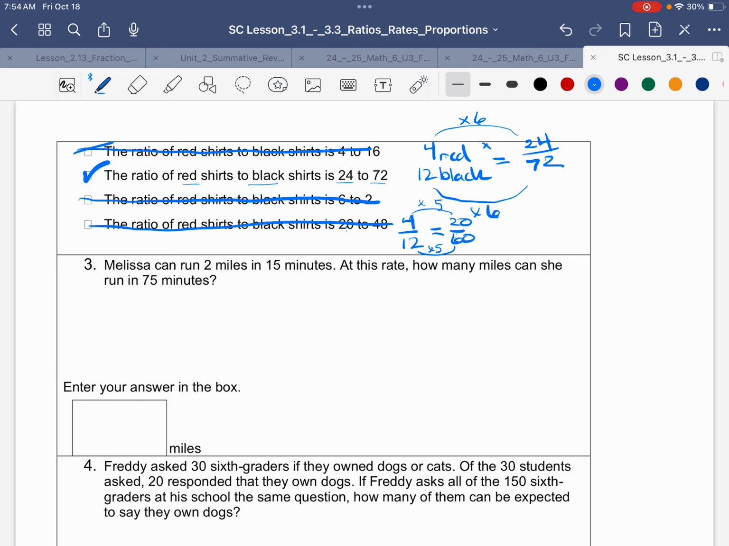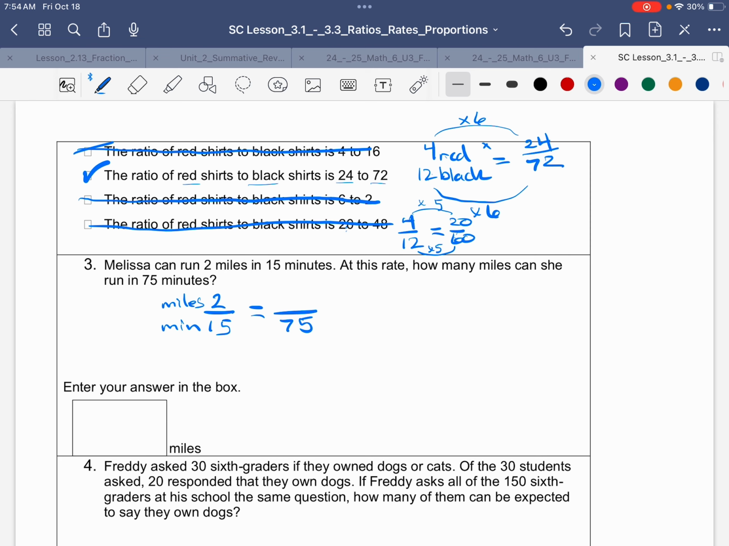All right, Melissa can run 2 miles in 15 minutes. At this rate, how many miles can she run in 75? So remember when you set up these, you set up your proportion. So you got 2 miles. Remember, units and order matter. And 15, this is minutes. And we're trying to figure out how many minutes. So put the minutes with the minutes.